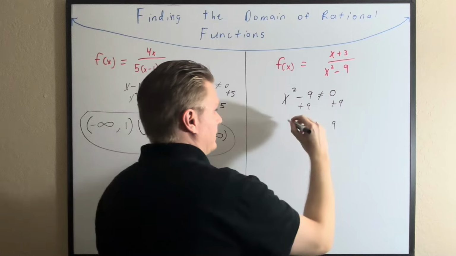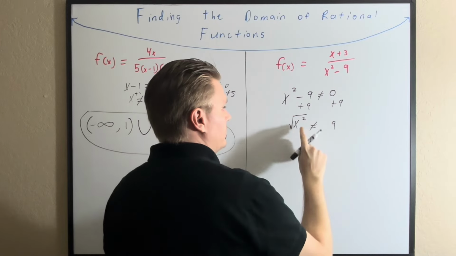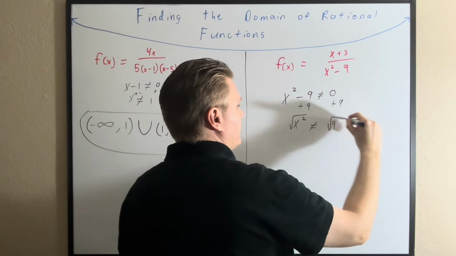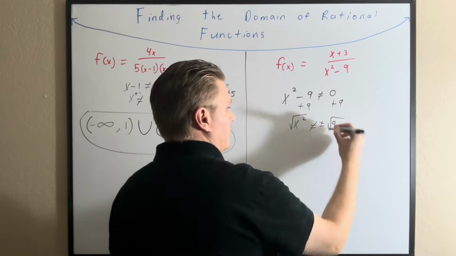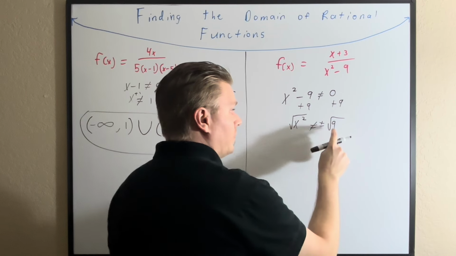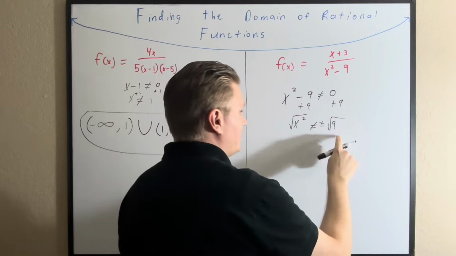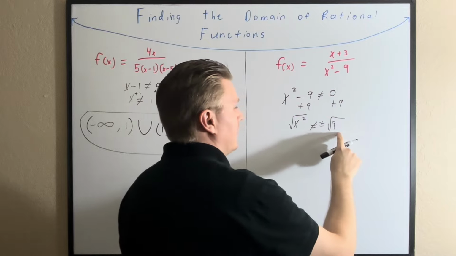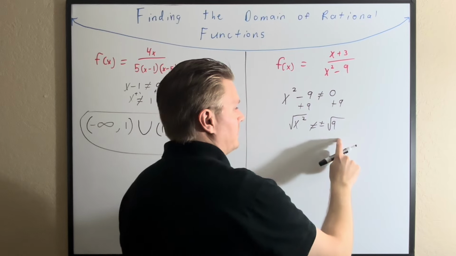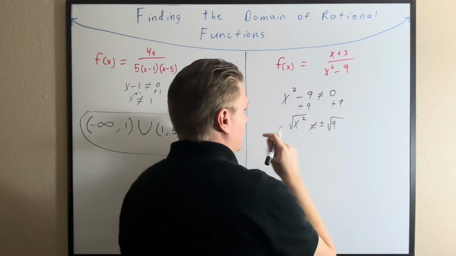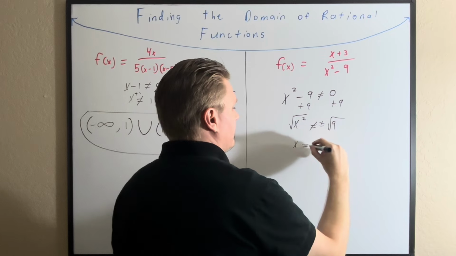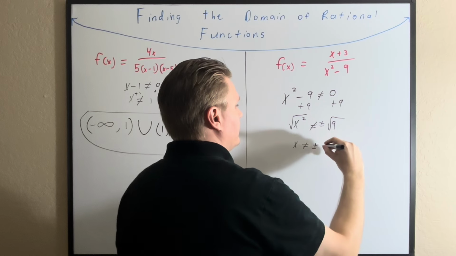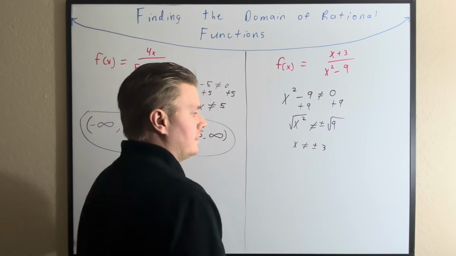How do we get the x by itself? Square root both sides. What happens when we square root both sides? The answer could be positive or negative, right? Because negative 3 squared is still 9, just like positive 3 squared is still 9. Okay, so that gives us x cannot equal positive or negative 3.